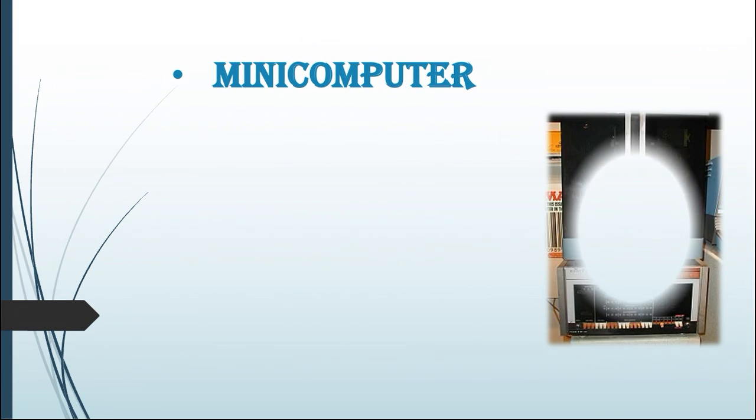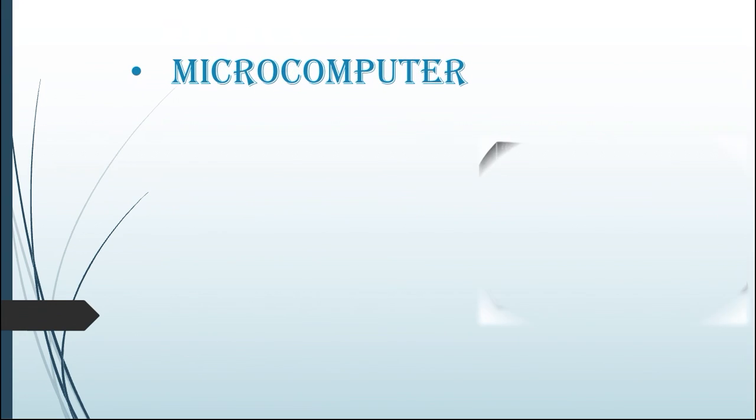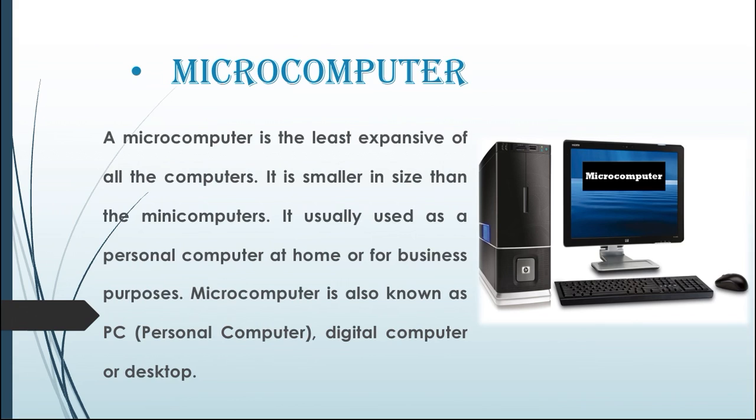Then we have mini computer. Mini computers are the computers which we use in offices, which people can work on together. They're smaller in size, for example PDP-8 or VAX. These are again technical names of computers. Then we have microcomputer. Microcomputer is the computer we are using these days. We can use them easily, we can understand them. They're not complex, and they don't have high processing units like supercomputers or mainframe computers. They're also called PC, personal computer, digital computer, or desktop computer.